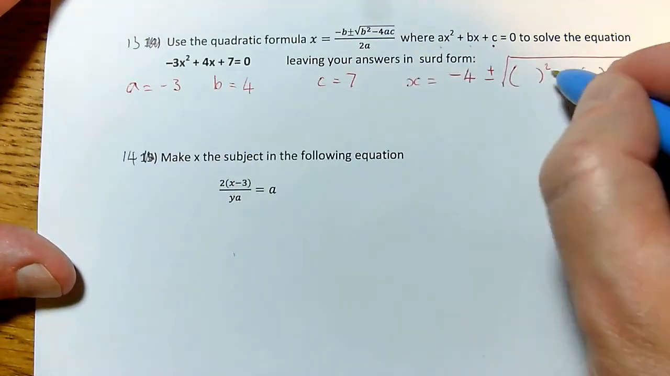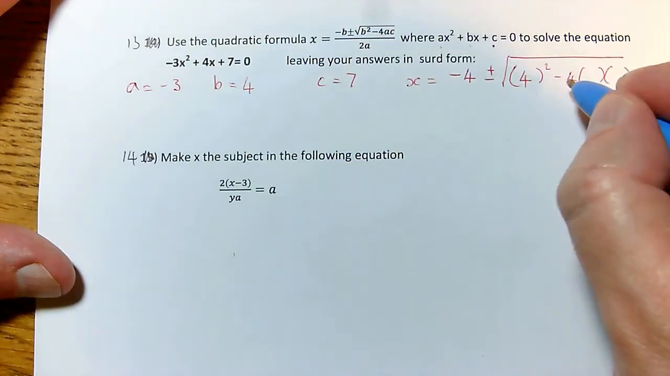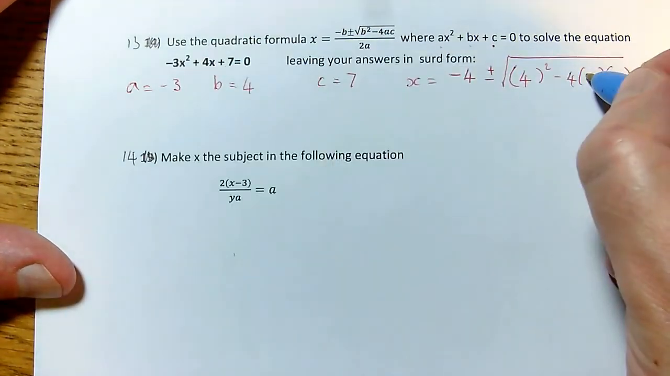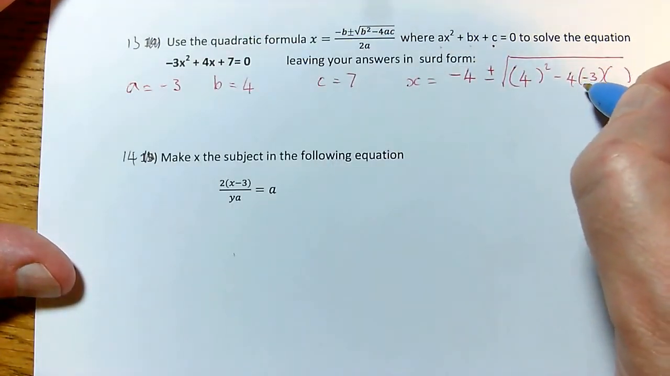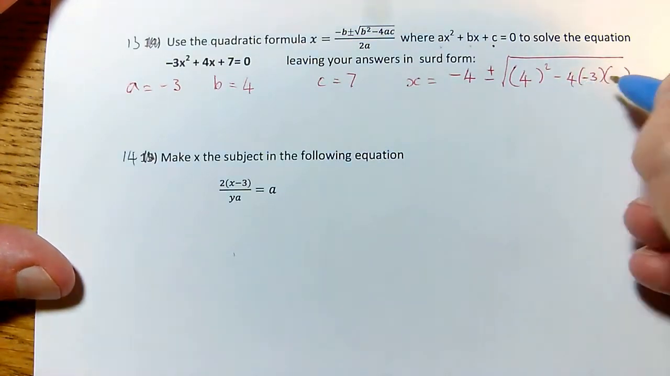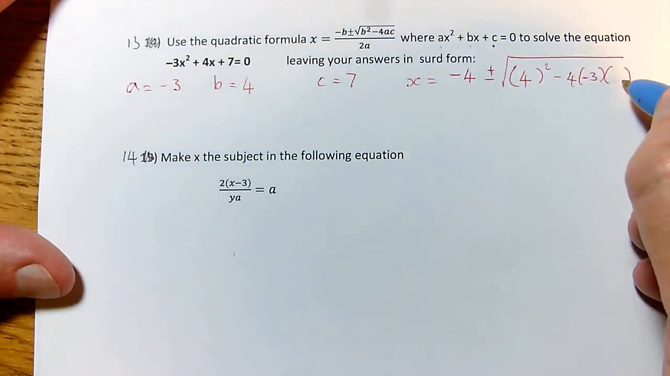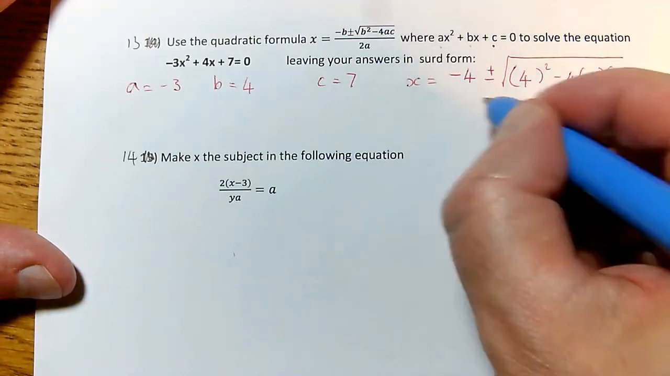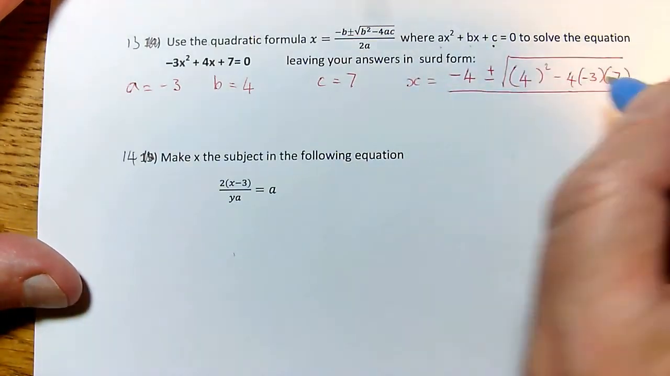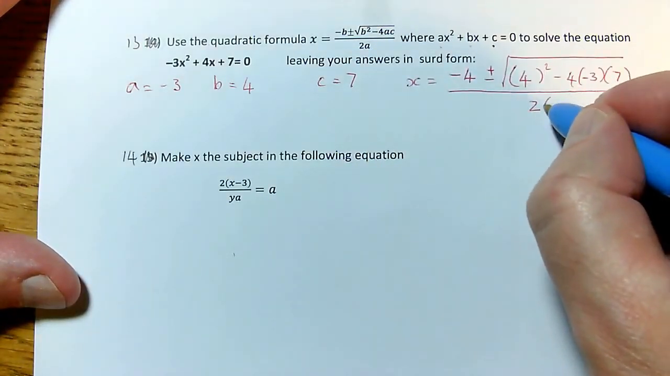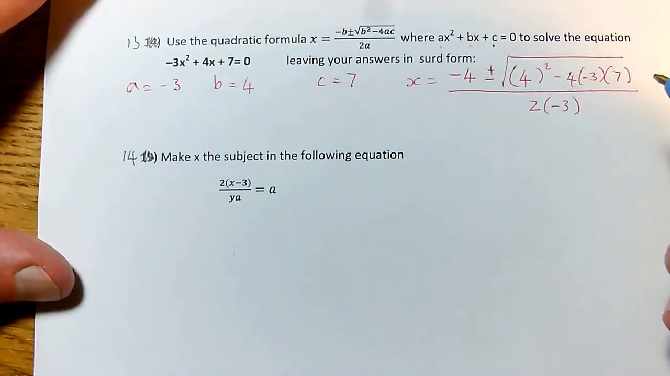So b squared is 4 squared, so that's a 4. This bracket needs to be a, which is minus 3. That's where the brackets really help. This isn't 4 take away minus 3, it's 4 times minus 3. And in this bracket I need c, which is just a 7. And I need to do that all over 2a, which is 2 times minus 3. Again, brackets help, make it clear.